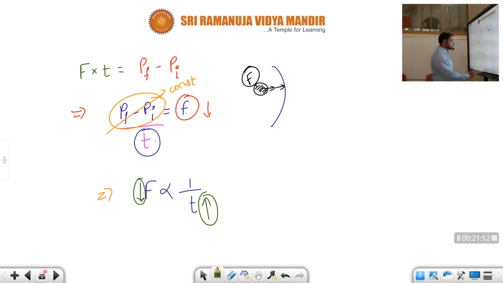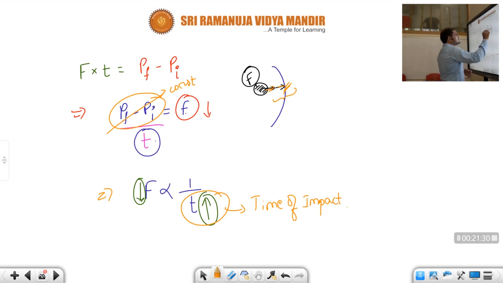What is this time, children? Here, this time is called the time of impact. Time of impact means, when this object touches this surface, up to how much time it will be in contact with this surface. Simply, when you are catching the ball and it touches your palm, up to how much time it stays in your hand is called the time of impact. So that you need to increase. That's why, instead of catching like this, we pull the hand back.